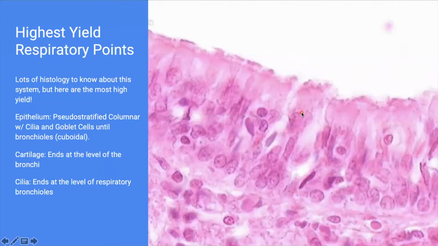Alrighty, let's move on to respiratory histology. There is plenty to know about respiratory histology as a whole, starting in the nasal cavity, going all the way down into the larynx, the trachea, bronchi, bronchioles. But as far as this presentation today, I'm going to focus on some higher yield questions. First of all, what type of epithelium are we going to see in the respiratory system? And then I'll talk about cartilage and cilia as well.